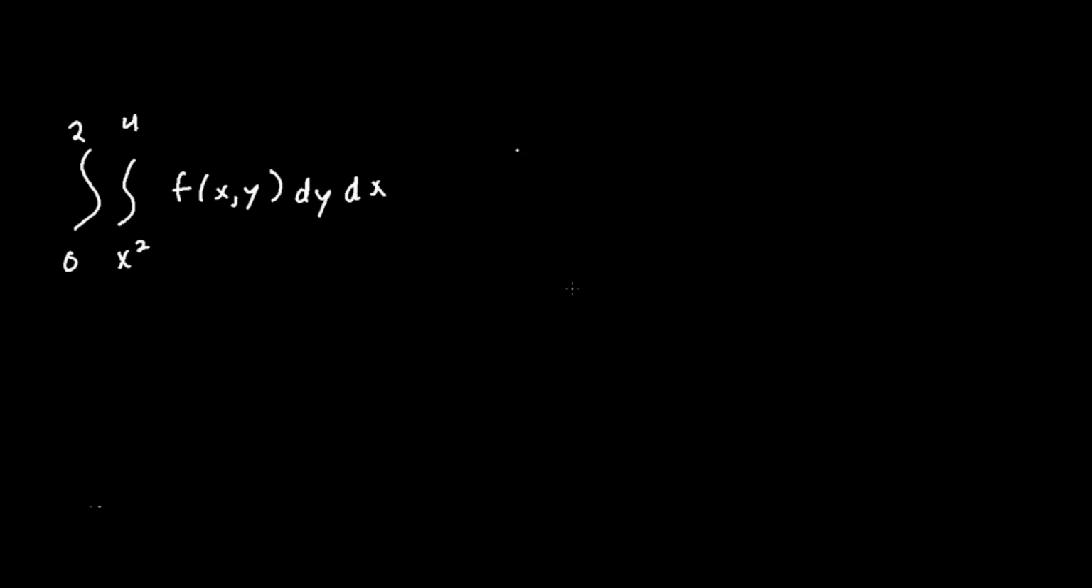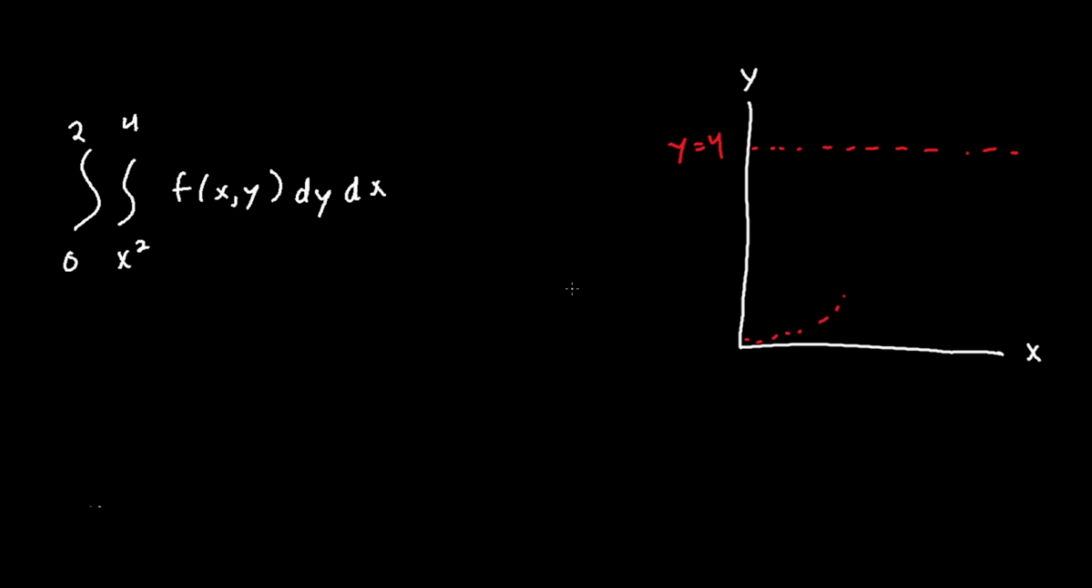So in order to switch the order of integration, let's draw the graph first. So our graph, x, y. Our y values are bounded by x squared and 4. Let's go ahead and draw that. This is y equals 4. And x squared looks something like this. And this is y is equal to x squared. Our x bounds are 0 and 2. So this is x equals 2, this is x equals 0.